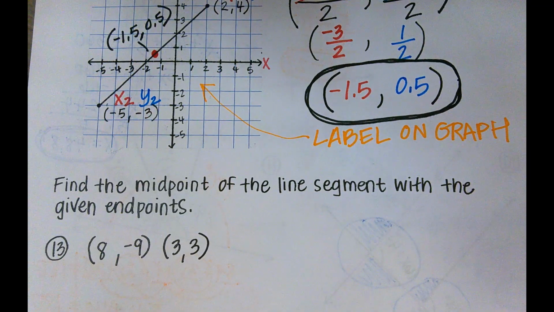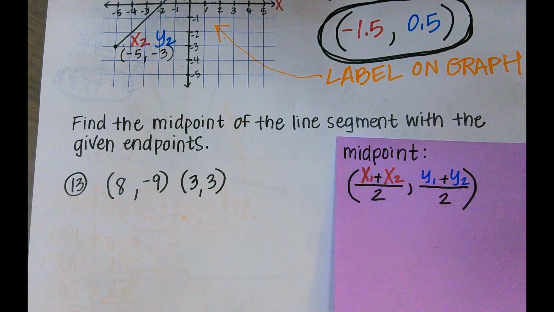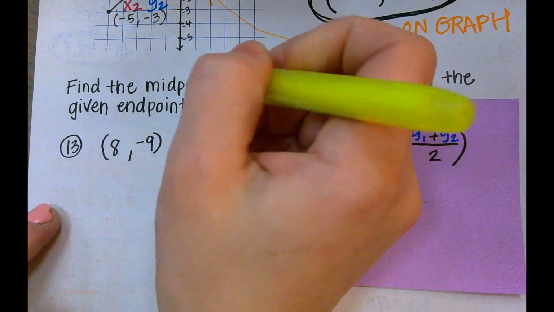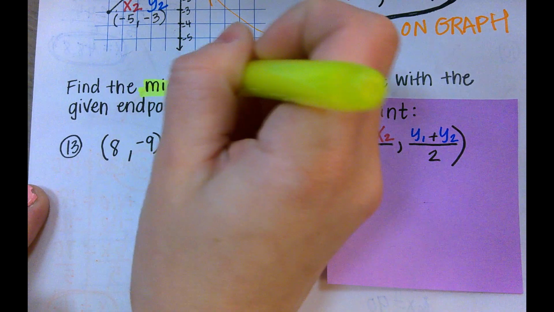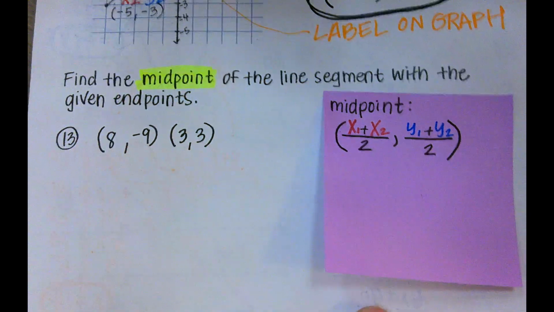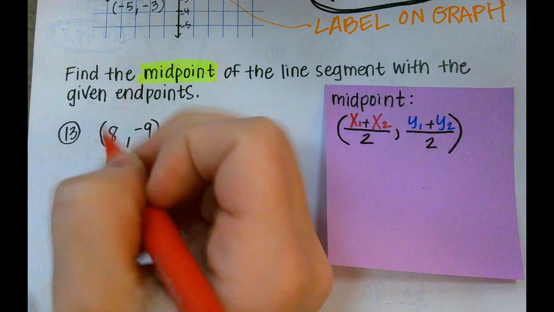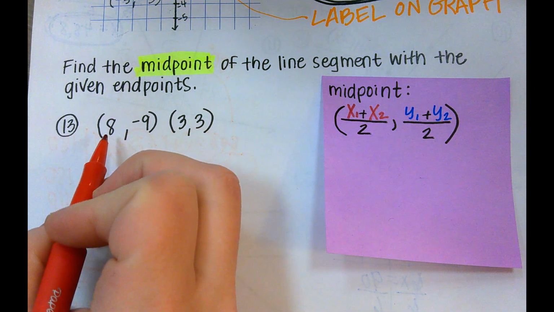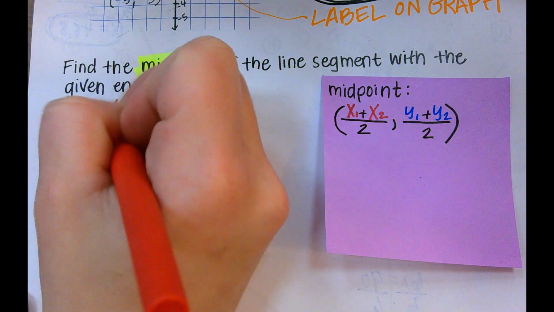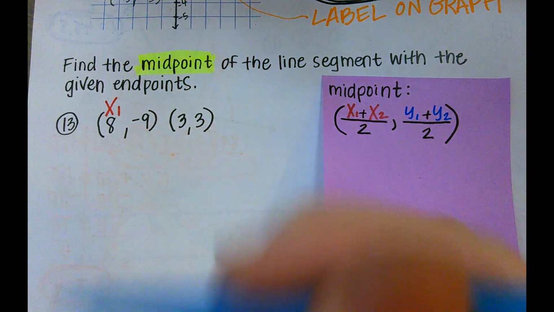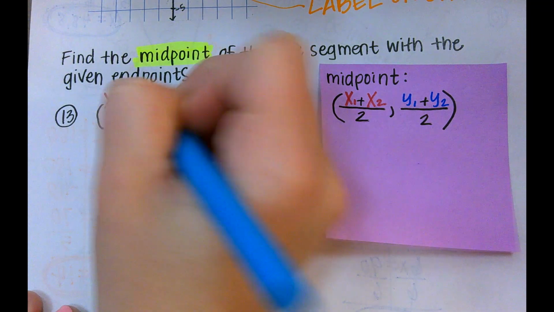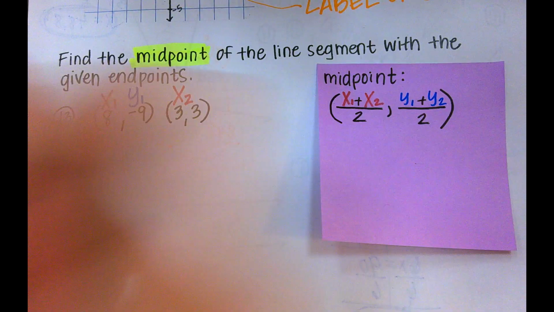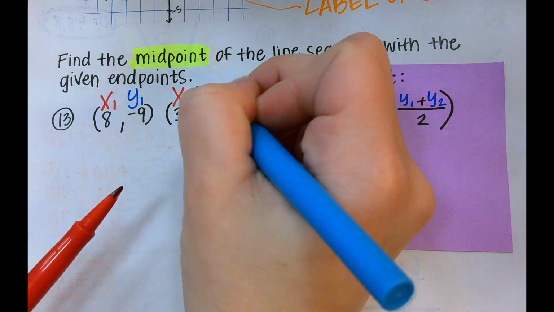So number 13, we're doing midpoint again, so same formula. Might feel like a silly step, but you're going to do better if you label your points. So let's label them first. How do I label 8? It's going to be X1. -9 is Y1. 3 and 3, X2 and Y2. Good.